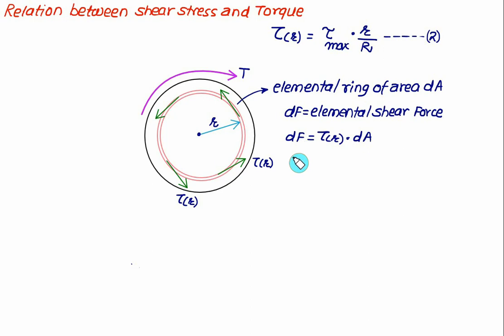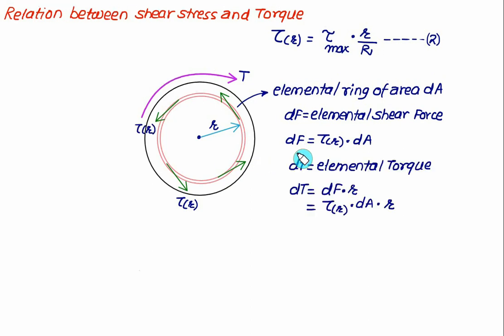So first of all we'll calculate the elemental torque. Let dT represent the elemental torque, and the value of the elemental torque is simply equal to the elemental shear force multiplied by the radius r. So we have dT is equal to dF multiplied by r. Let's replace the elemental shear force with the shear stress, which is a function of radius r, multiplied by dA multiplied by r. This shear stress can be replaced as tau max multiplied by r divided by capital R, and then we can integrate to find the total value.